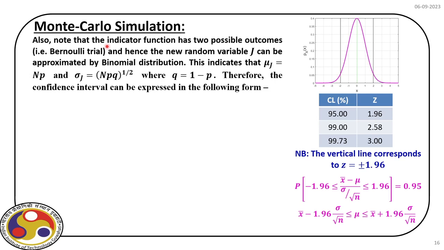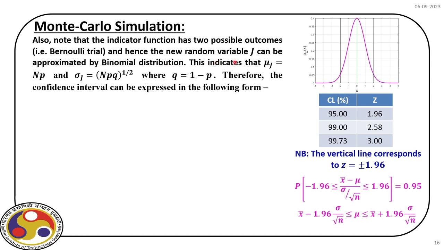So a design problem has two possibilities, either success or failure. That is also reflected in the indicator function. Now, the new random variable J that we have defined is actually following binomial distributions, because when you repeat the Bernoulli trial again and again, we get a binomial distribution. This is what we again discussed at the very beginning in the first module.